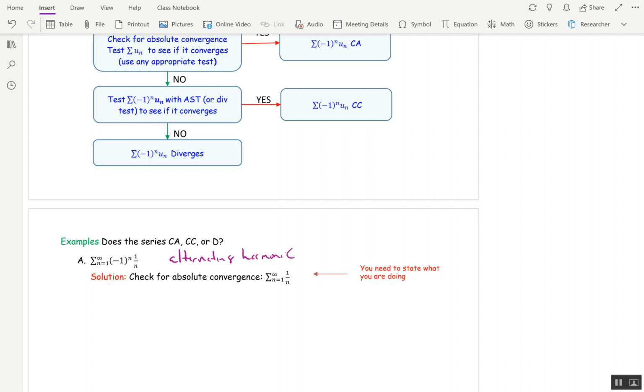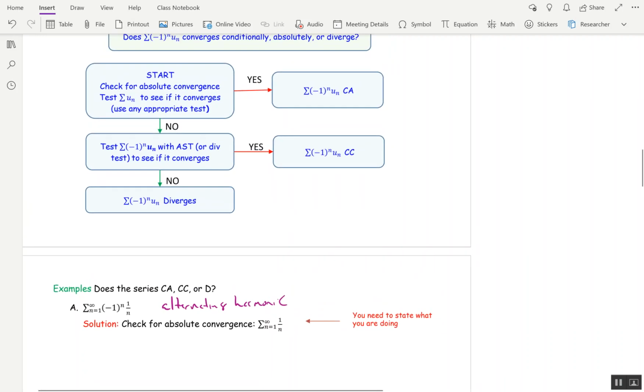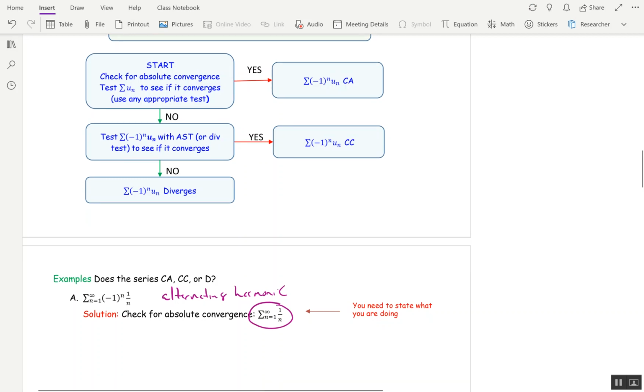Because it's a harmonic series, which is 1 over n, but it alternates, negative, positive, negative, positive. So step 1, the first step in our flow chart, is to check for absolute convergence. When you check for absolute convergence, you get rid of the -1 to the n and just check the series that has positive terms, in this case, this series. And you want to state that that's what you're doing, and I did.